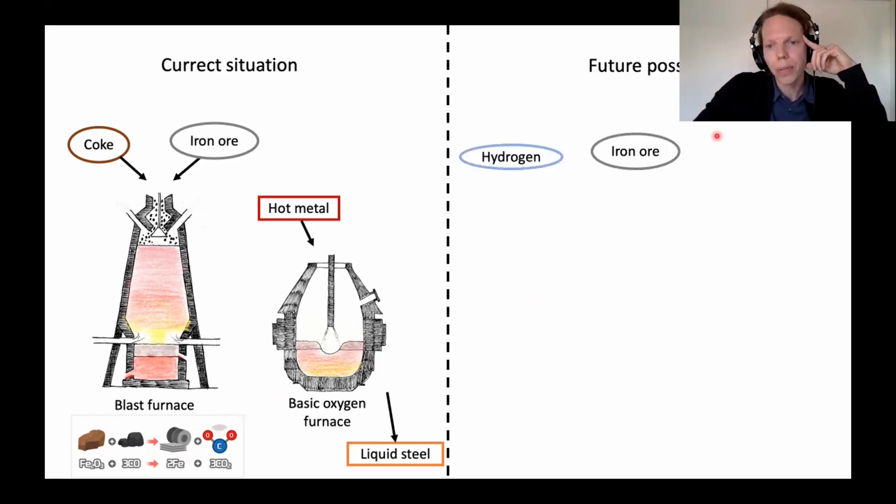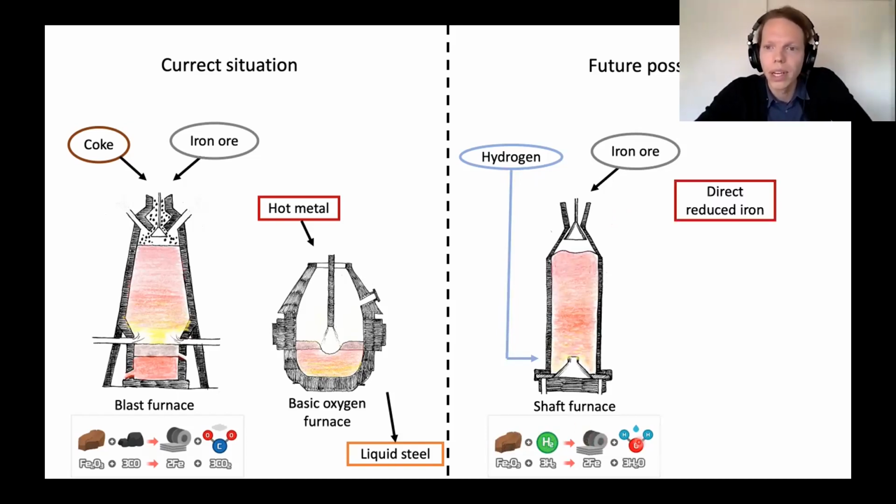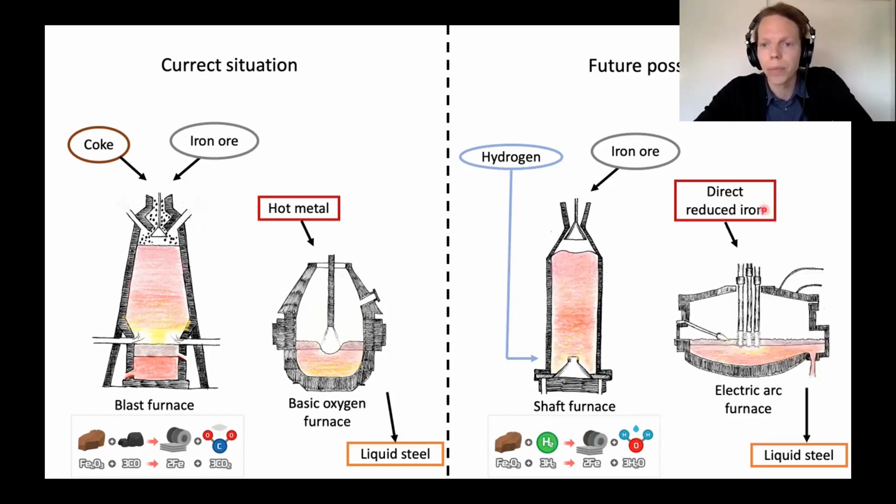So a future possibility would be to replace this coke with hydrogen as a reductant, and let it react in a shaft furnace together with the iron ore. So the iron oxides are reduced by the hydrogen to form iron and water, or steam. The output would then be direct reduced iron, which can then be fed to an electric arc furnace, which again melts this reduced iron and produces liquid steel.